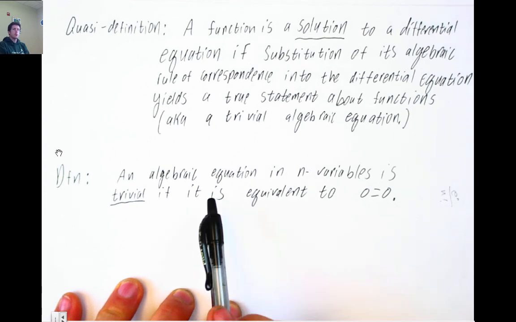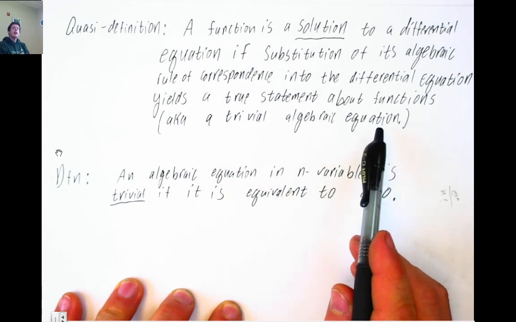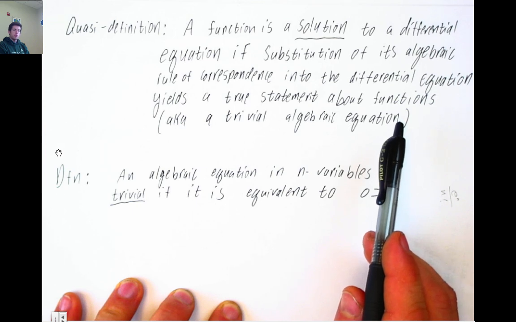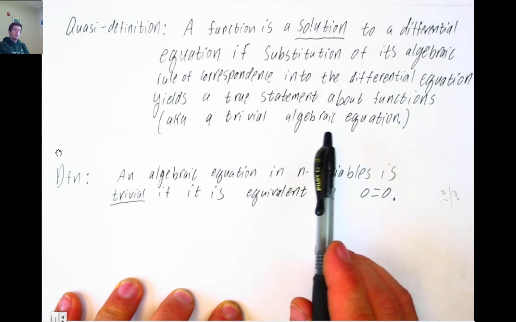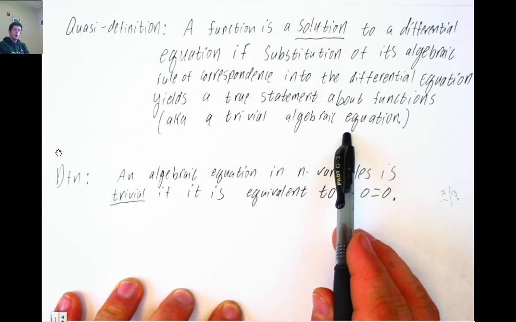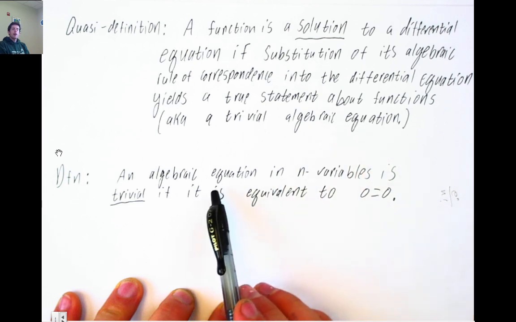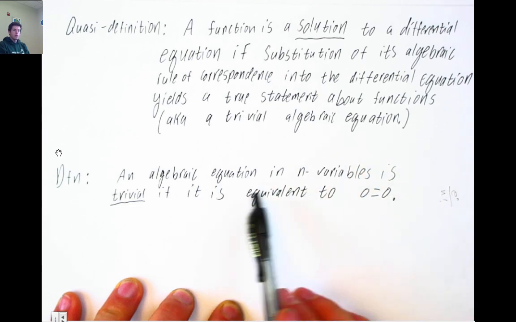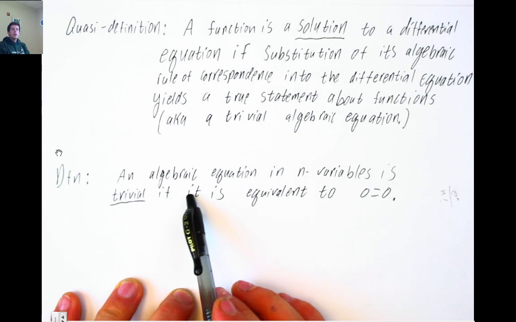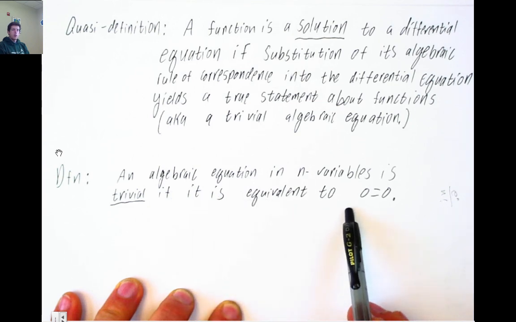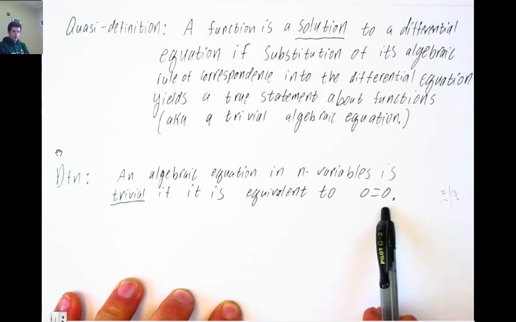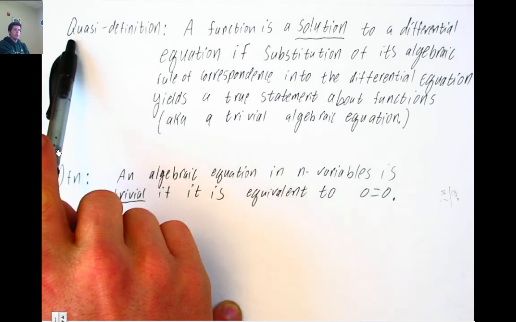So what does a true statement about functions look like? It boils down to what's called a trivial algebraic equation. An algebraic equation in n variables is called trivial, and this is a real definition, if that equation is equivalent to the trivial equation 0 is equal to 0. You'll see an example of that soon enough. Let me address this quasi first.